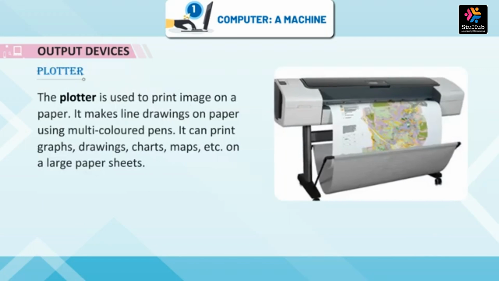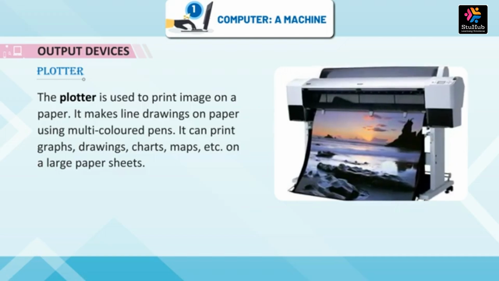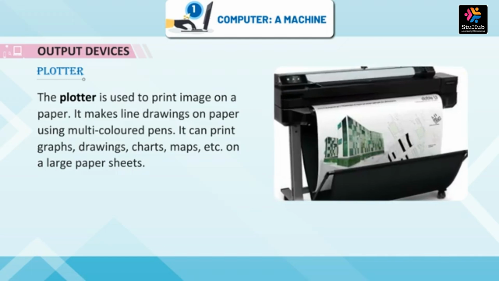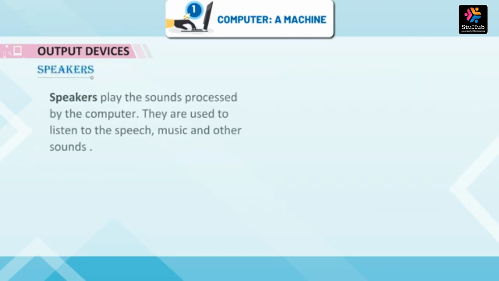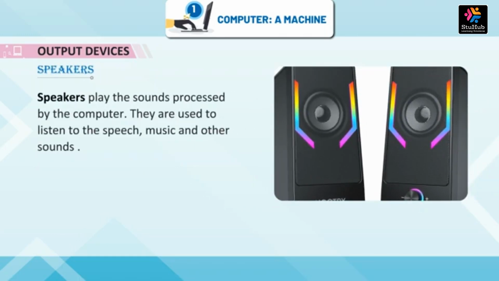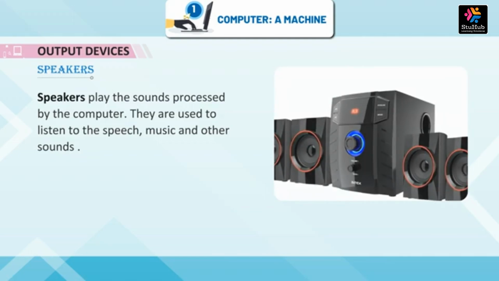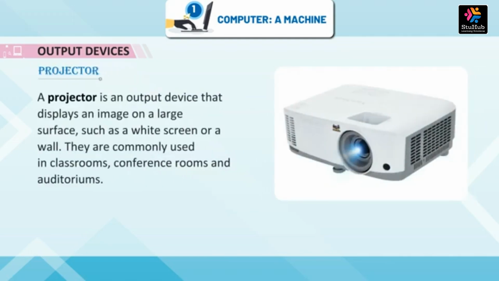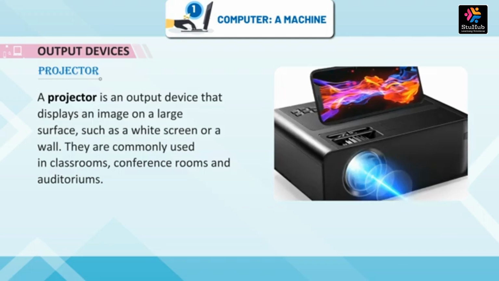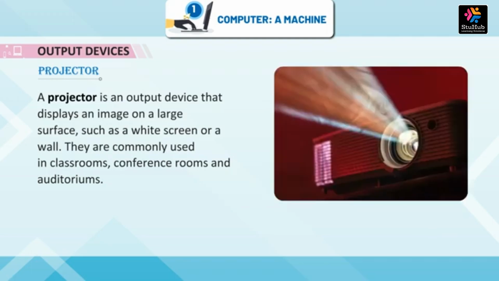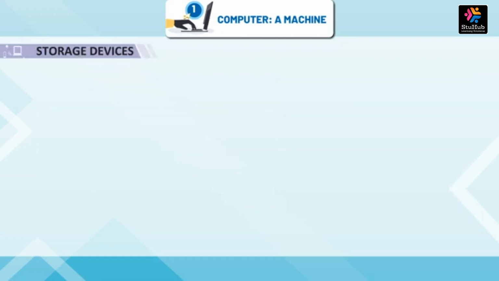Plotter. The plotter is used to print images on paper. It makes line drawings on paper using multicolored pens. It can print graphs, drawings, charts, maps, etc. on large paper sheets. Speakers. Speakers play the sounds processed by the computer. They are used to listen to speech, music, and other sounds. Projector. A projector is an output device that displays an image on a large surface, such as a white screen or wall. They are commonly used in classrooms, conference rooms, and auditoriums.